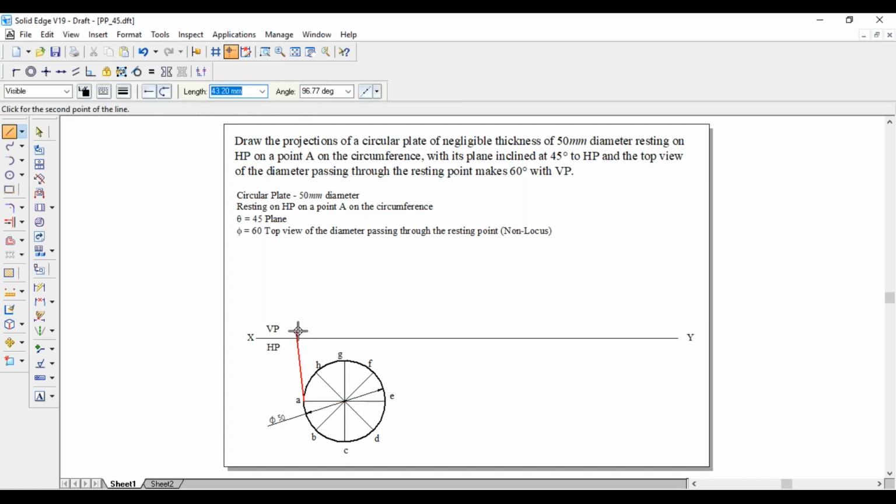From each point, project the line to the XY. A to the XY, B and H are on the same line to the XY, C and G are already on the same line, D and F are on the same line till the XY line. Similarly, from E to the XY. Join these endpoints with a thick line.